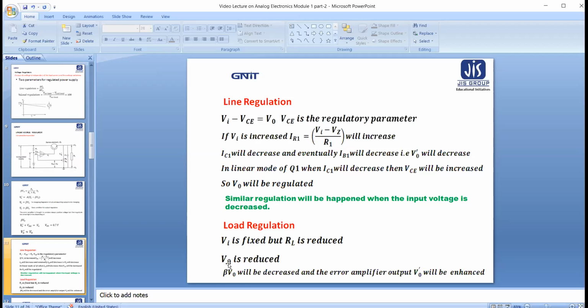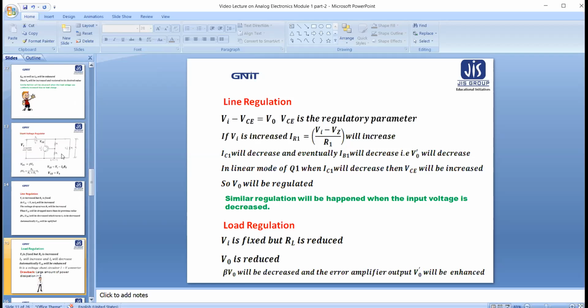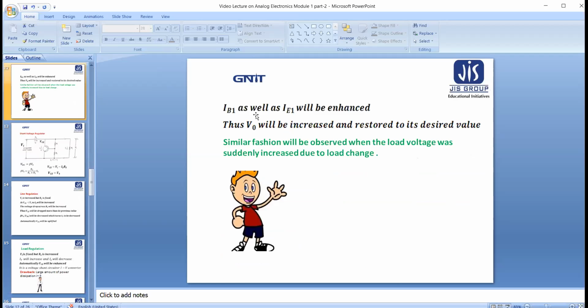So that means the output voltage will be dropped. So V0 is reduced. Once V0 is reduced, βV0 will decrease and the error amplifier output V0′ will be enhanced. Once the error amplifier output is enhanced, IB1 as well as IE1 will be enhanced. So again V0 will be increased and restored to its desirable value.